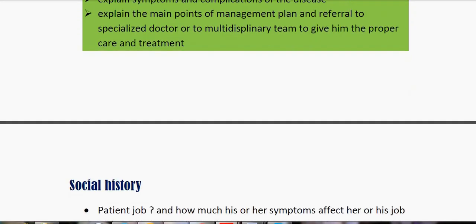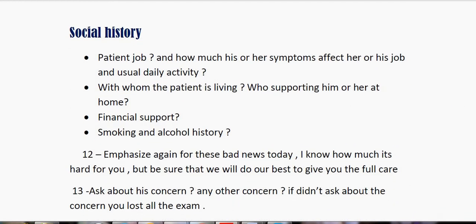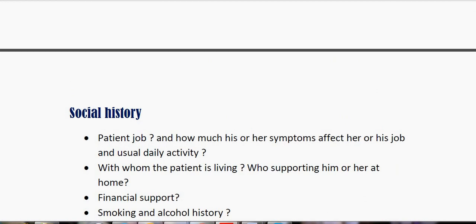After explanation of the disease, you have to explore the social history of the patient. Social history is very important for all the communication skills stations. So it is fixed for all the communication skills stations, station 4, and also for the history taking stations, station 2 and station 5 as well. In history, you have to ask about 4 questions.